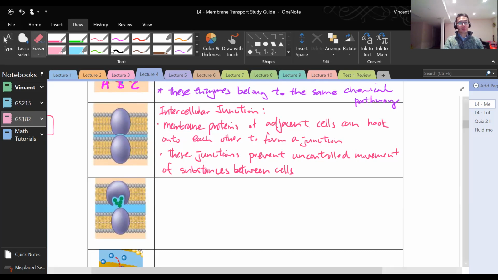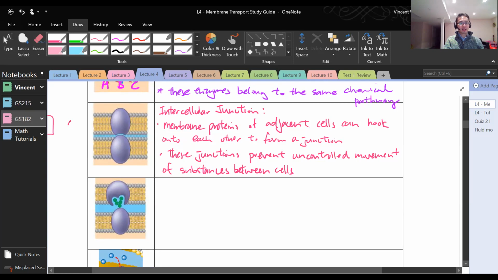Okay, and in case you are a little bit confused about this diagram, this is cell number 1, and this is cell number 2. Two cells, and then these are the membrane proteins, and they lock onto each other.